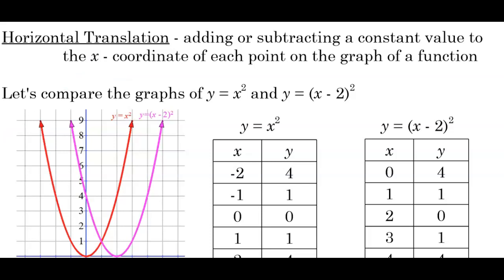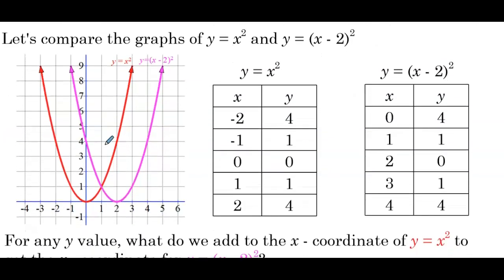And we'll do that by comparing y equals x squared and y equals the quantity x minus 2 squared. In red, we still have our parent function. In pink now, we have the translated graph of y equals the quantity x minus 2 squared. So if we take the vertex, I'll use blue in this case, the vertex of the parent function, and compare it to the vertex of the translated function, I can see that that vertex has been moved 2 to the right.